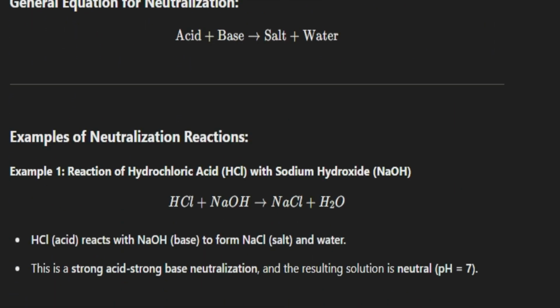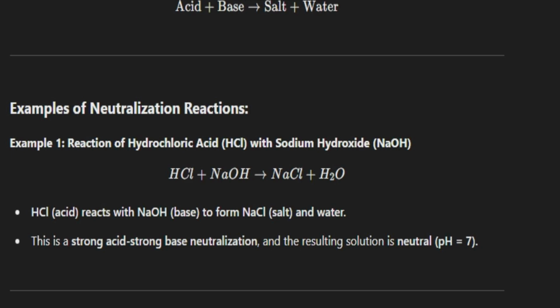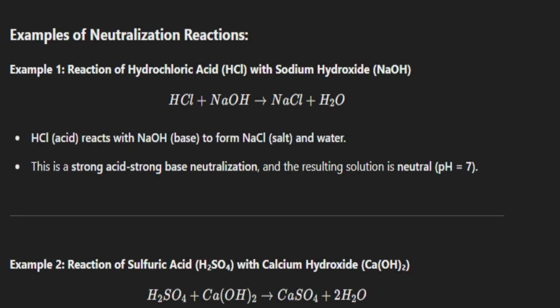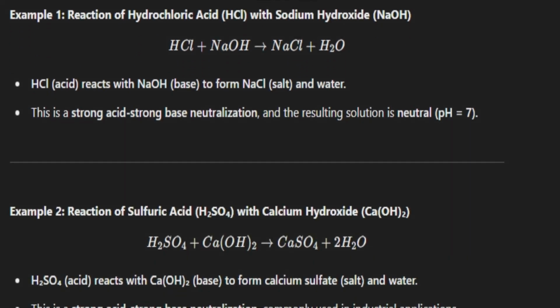Examples of neutralization reactions. Example 1. Reaction of hydrochloric acid, HCl, with sodium hydroxide, NaOH. HCl plus NaOH gives NaCl plus H2O. The acid reacts with the base to form NaCl, salt, and water. This is a strong acid strong base neutralization and the resulting solution is neutral, pH equals 7.